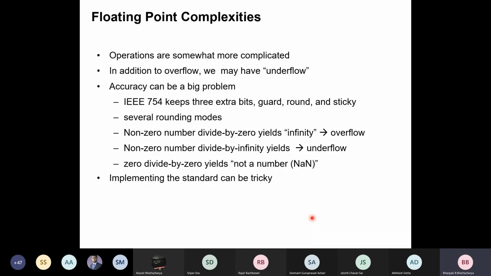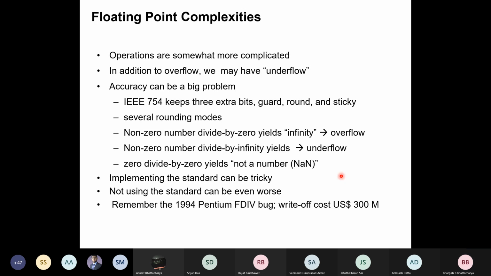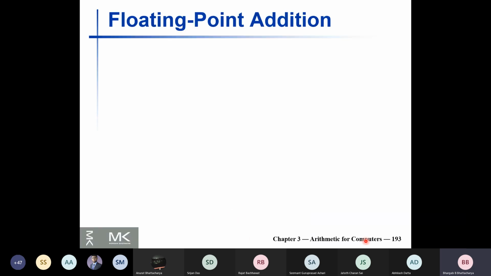So implementing the standard in hardware, as you can see, is very tricky. Not only the arithmetic operations, but also handling things like overflow, underflow, not a number. But if no standard is used, then things could have been even worse. Then it is not possible to manage all these things unless we have a standard. And as you see, the floating point division leads to a famous bug, which we discussed many times earlier.